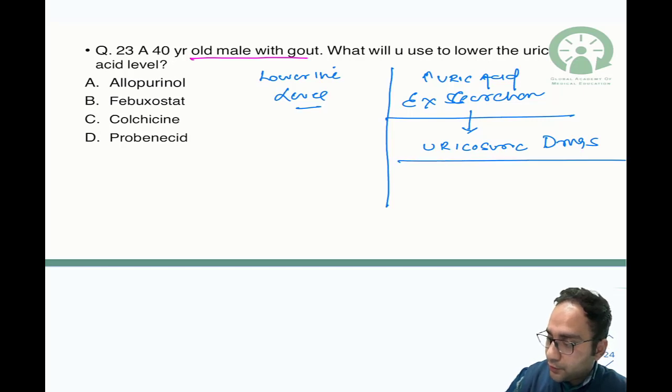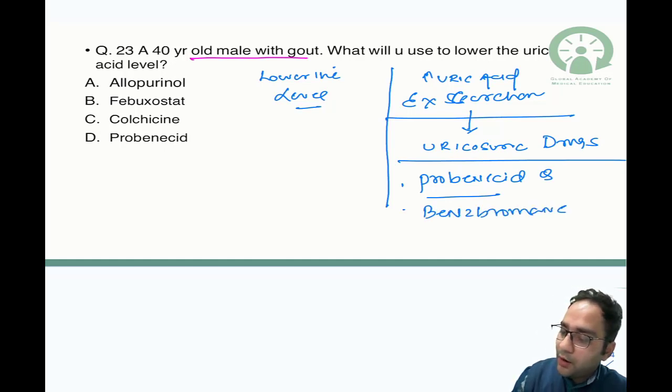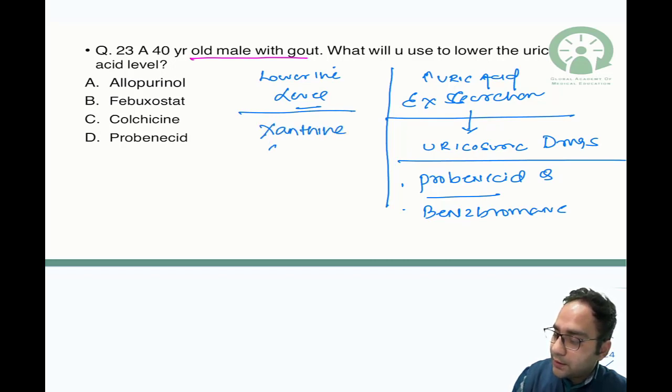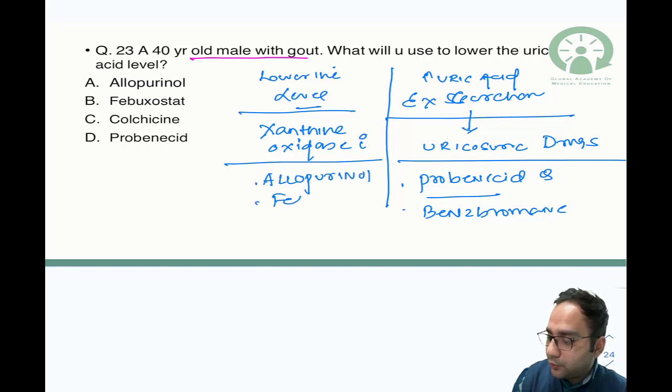So uricosuric drugs are basically probenecid and benzbromarone. And how do you lower the level? You lower the level by use of xanthine oxidase inhibitors. Xanthine oxidase inhibitors are allopurinol and febuxostat.